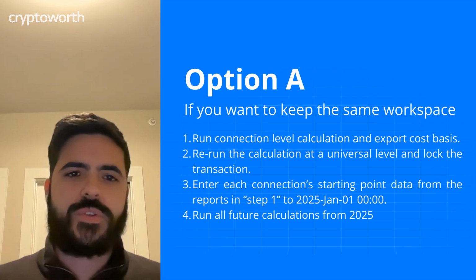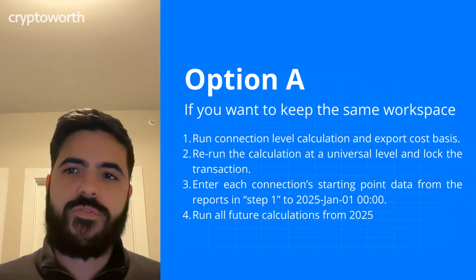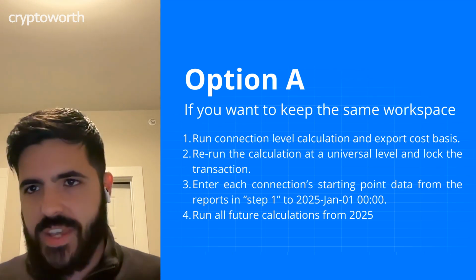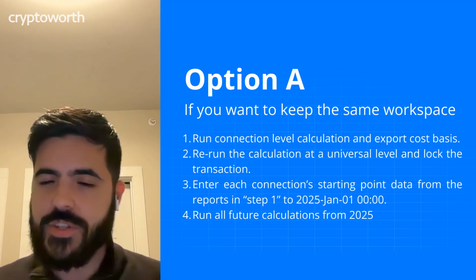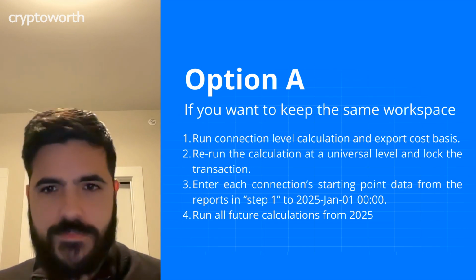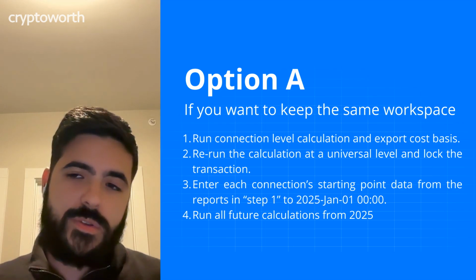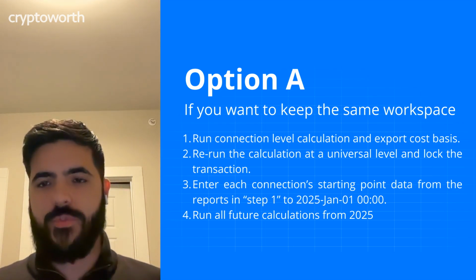So let's say you choose option one. You want to remain in the same workspace. This would apply if you're already using a crypto accounting software. So what you would do in this case is you would run a connection level calculation or account-based calculation. The terminology can vary depending on the accounting software that you're using. You run the connection level calculation and export the transactions with their new designated cost basis for all your transaction lines.